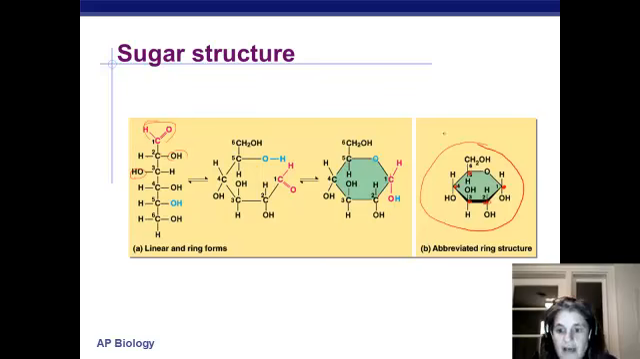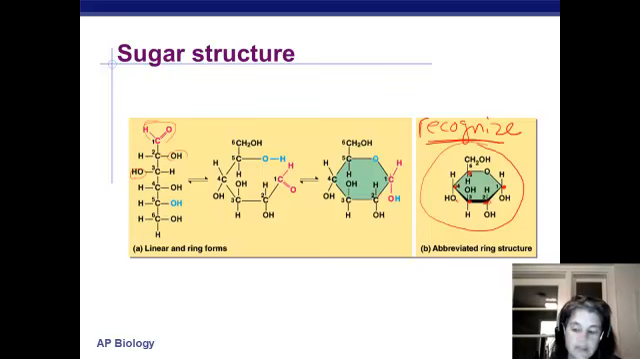You should recognize this ringed carbon structure with H's and OH's hanging off of it as a sugar, and 9 times out of 10 it's going to be a glucose. You should be able to recognize that molecule, and you need to understand what it's showing you. It's showing you these carbons covalently bound to each other to form a ring and to hydrogens and hydroxides.